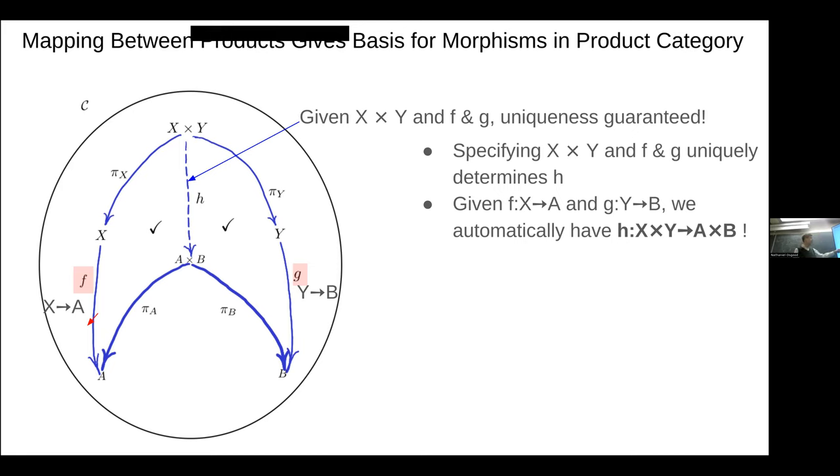But more than that, if you have a morphism from X to A and another morphism from Y to B, you always have a unique morphism from X cross Y to A cross B. Why is that? Why do you have a unique morphism? Why is that guaranteed?